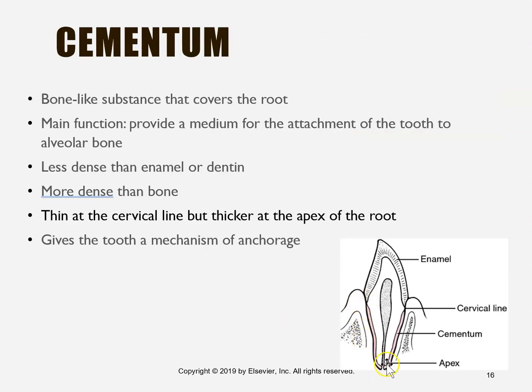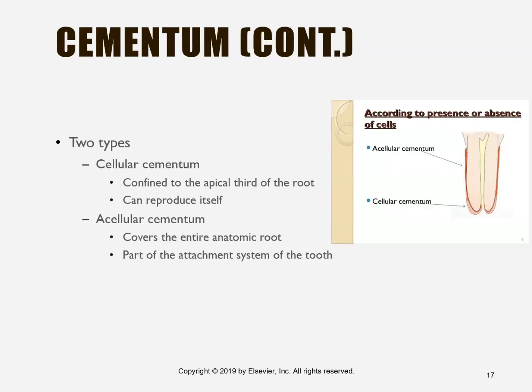Cementum is this thing that you see in red. It is covering the root. It is less hard than enamel or dentin. So enamel is the hardest, then comes the dentin, and then cementum. It's very thin at the cervical line, so it's very thin over here, but then cementum gets very thick at the very bottom, at the apex. And I'm going to show you this picture here.